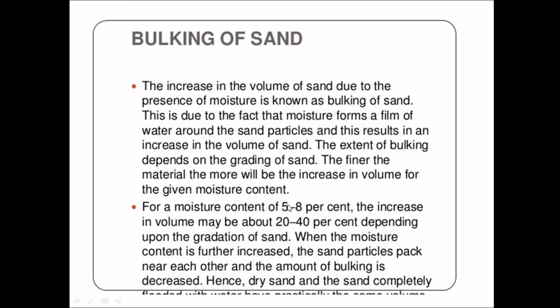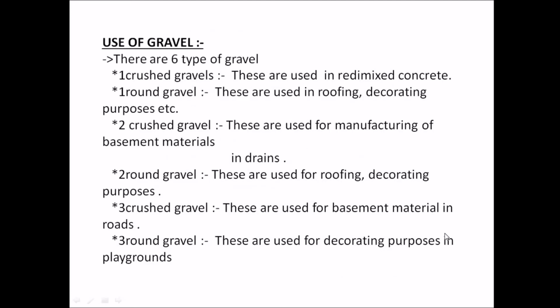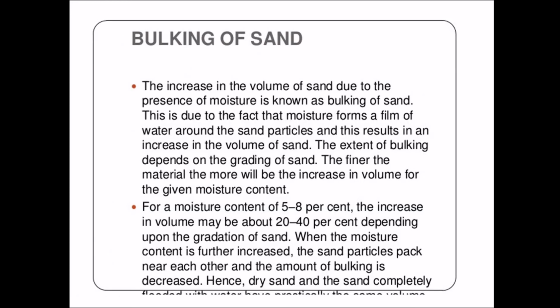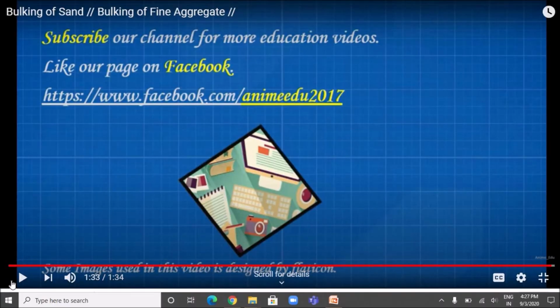For a moisture content of 5 to 8%, the increase in volume may be about 20 to 40% depending upon the gradation of sand. When the moisture content is further increased, the sand particles pack near each other and the amount of bulking is decreased. Hence, dry sand and sand completely flooded with water have the same amount of volume. In order to have a better idea about bulking of sand, let's watch a video.